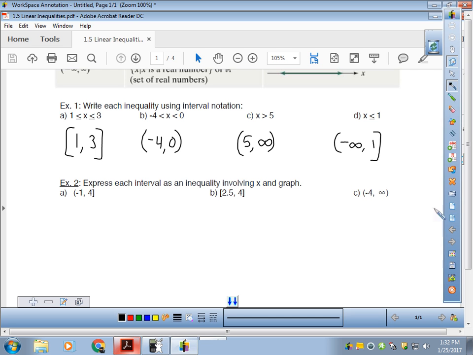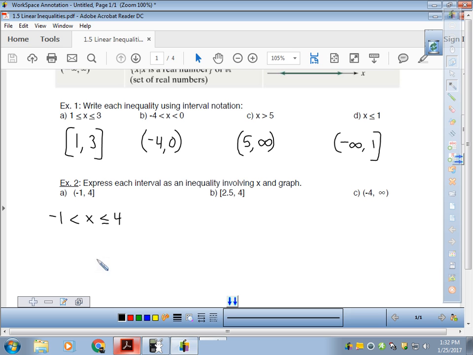Right. Example 2 kind of goes the opposite way. It asks us to take an interval and express it as an inequality. So we have negative 1 to 4 with negative 1 excluded, 4 included. That would look like this. Negative 1 less than x less than or equal to 4, because this says that x is between negative 1 and 4. We have to have an equal to on the 4 because of the bracket there on that 4.